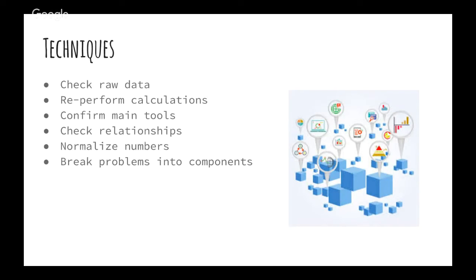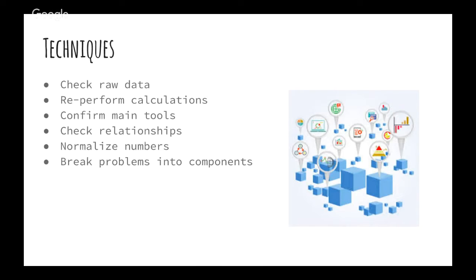So there are 6 main techniques for data analysis. The first is check raw data for anomalies prior to performing your analysis. The next is to reperform important calculations, such as verifying columns of the data are formula driven.